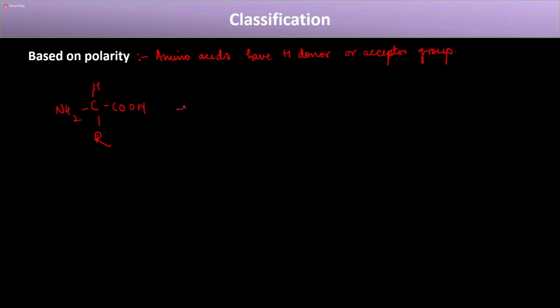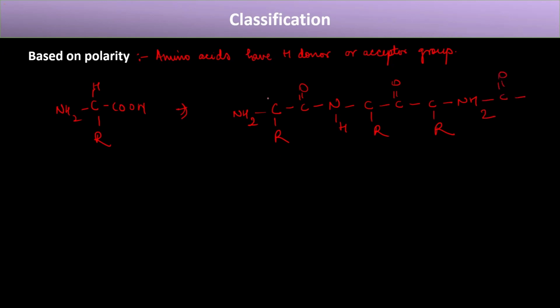So how are these amino acids arranged in the protein? In a protein, the amino acids exist something like this: CO, CNH, and here you have NH2. You have R group, R group, R group, right? So what you are seeing here, this is one amino acid. Similarly, this is another amino acid.